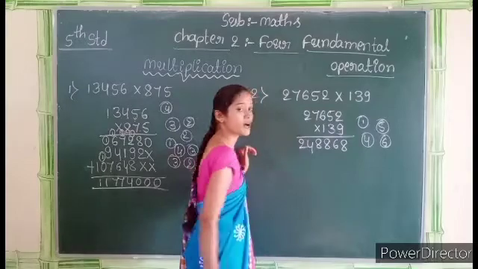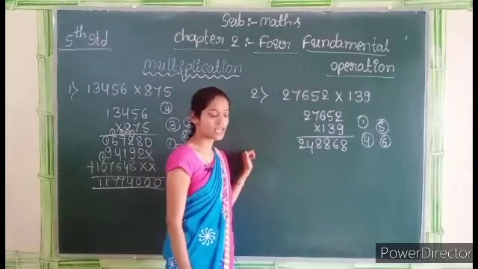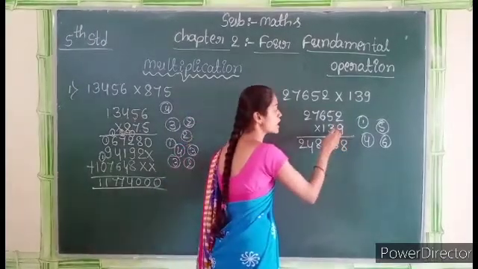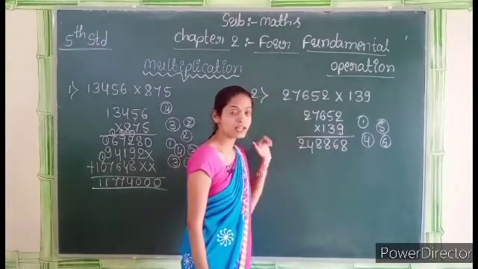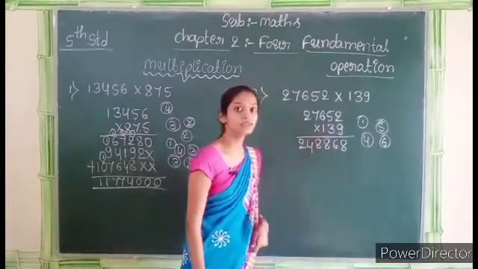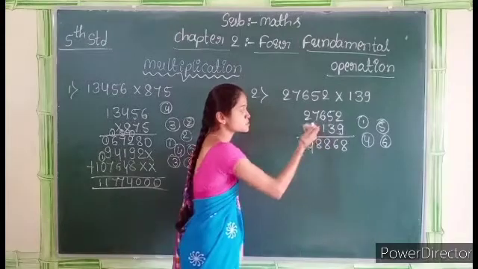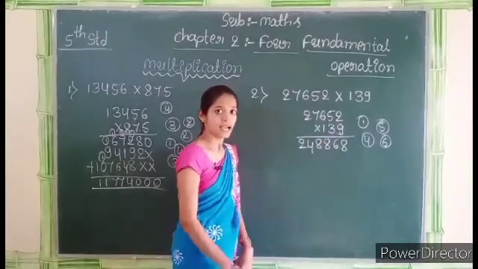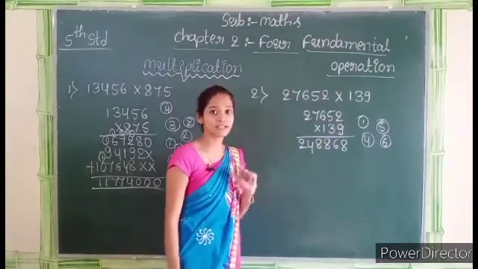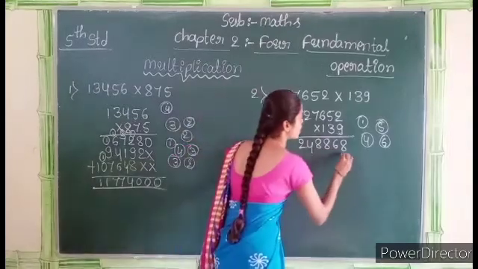Now we completed the ones place multiplication. Then we have to move on to the tens place multiplication. In the tens place we have 3. All these numbers should be multiplied by this 3. And in the tens place we have 1 zero. That's why I will put 1 cross here.